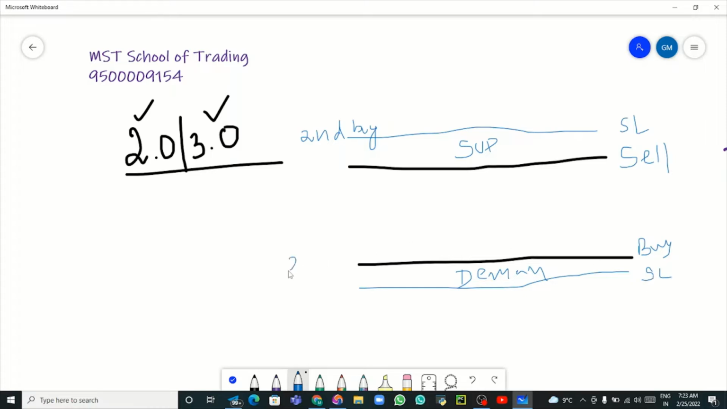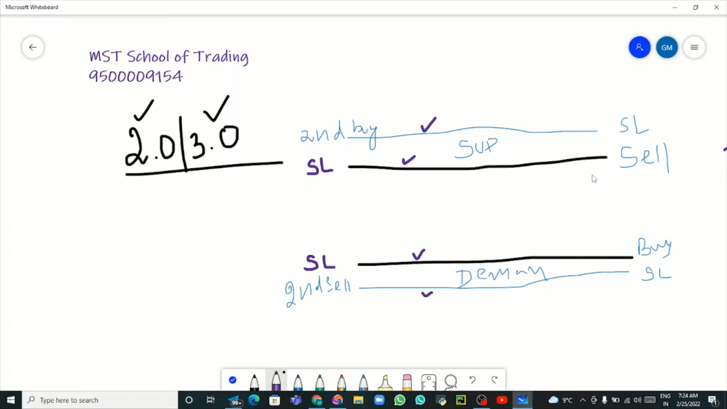And this is our second sell. This is our second sell, and this is our SL for the second sell, and this is the SL for second buy. I repeat again, there are four lines. So this is the first top line and this is the first bottom line. This is the second top line and this is the second bottom line.